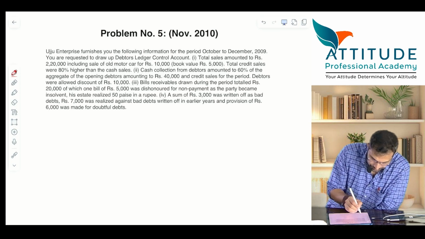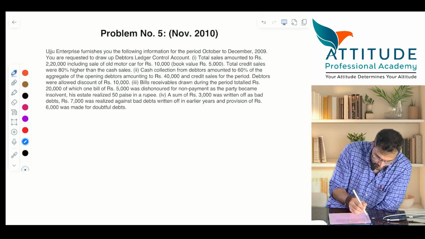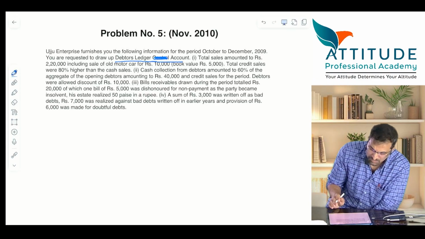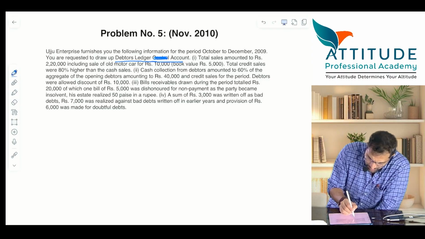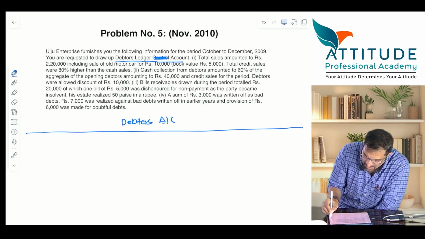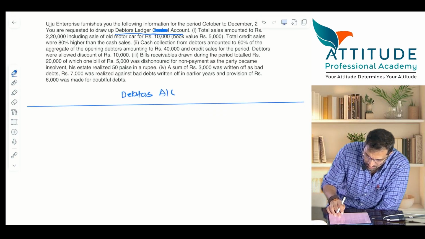Okay. You have to open the debtors ledger account from the following information. Okay, now please help me. I will read one sentence at a time, and you have to keep on giving the answers. Okay, debtors account.